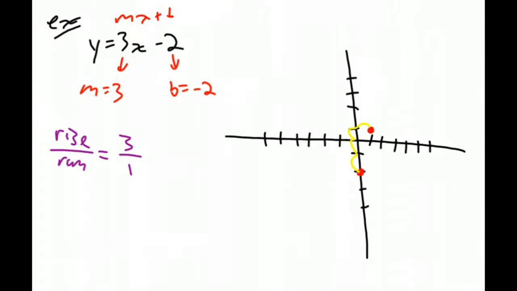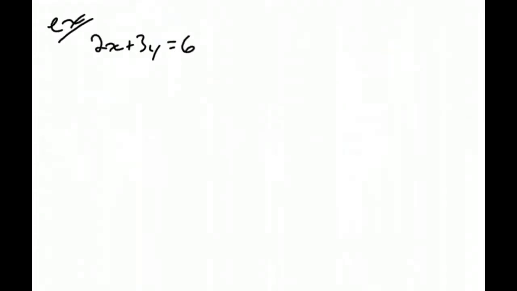You can do it again. You can go up 1, 2, 3, over 1, there's another point. Okay, and then draw your straight line going through all your points. There we go.